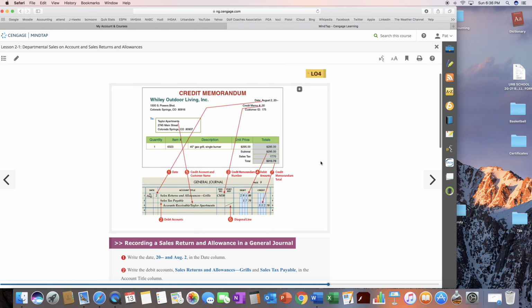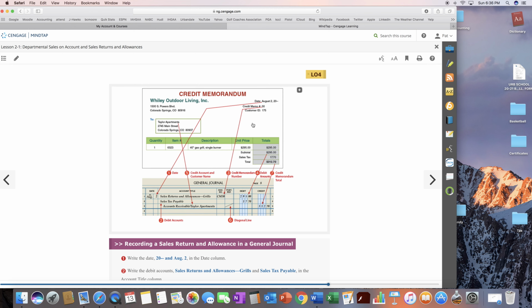Journalize sales returns and allowances. Remember last time we had debit memorandums. Now we have credit memorandums. They got all the information here. Basically, what is happening is somebody is returning something, either a return, meaning it was damaged, broken, duplicated, wrong color, wrong size, wrong item, whatever, or an allowance, meaning maybe it was damaged and we are just going to knock some cost off.